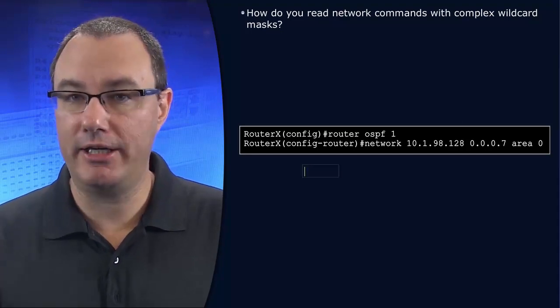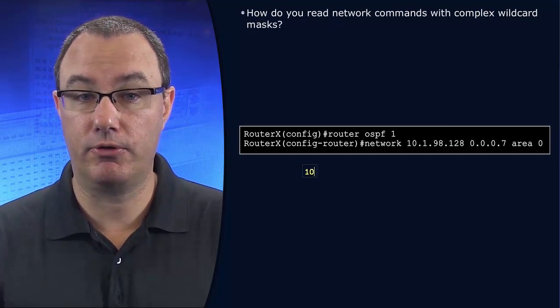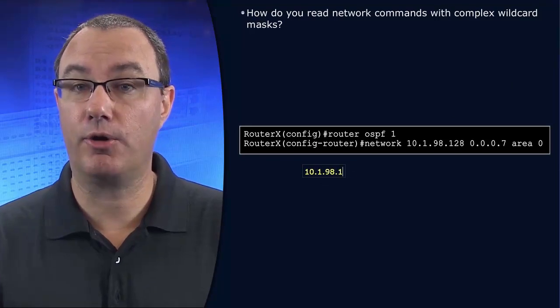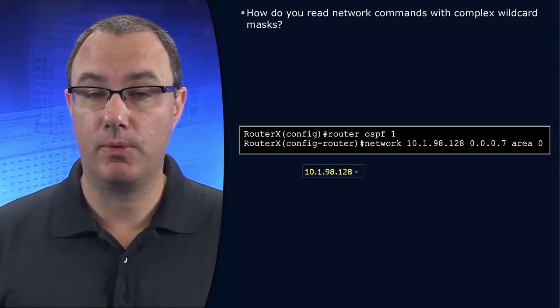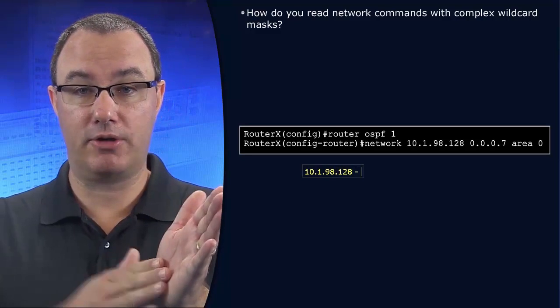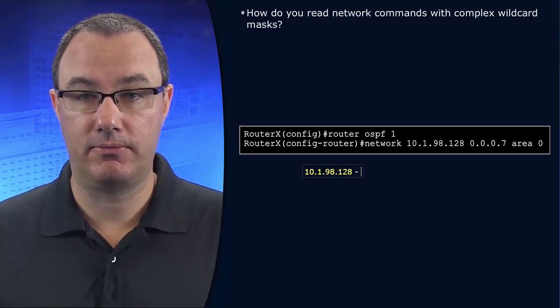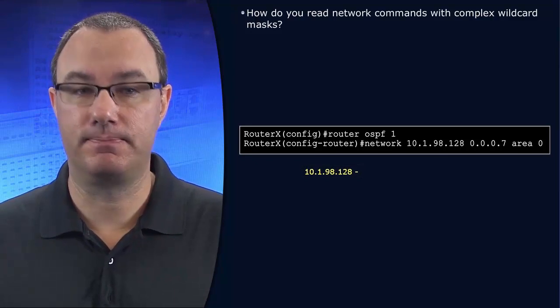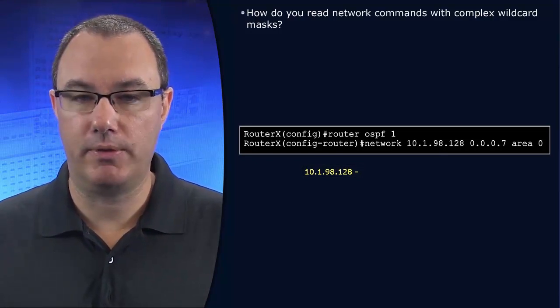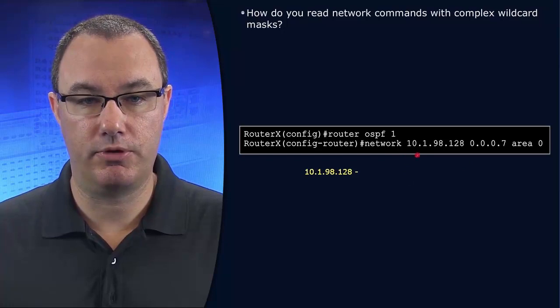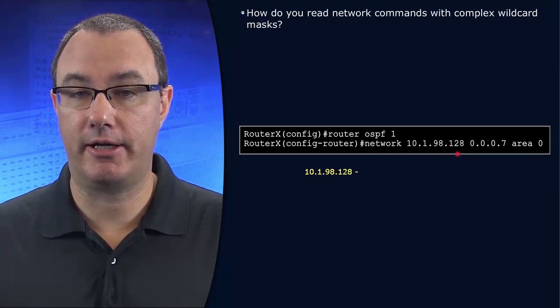So the way we read wildcard masks is, first, understand that they are a range operator that represents the beginning IP address and the ending IP address to which this command applies. So how do we find the beginning of the range? Well, the beginning is just the IP address that is supplied.